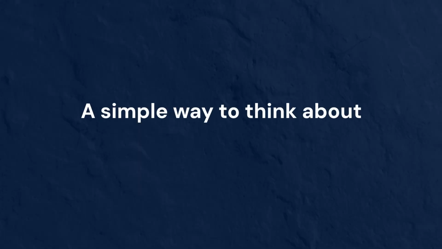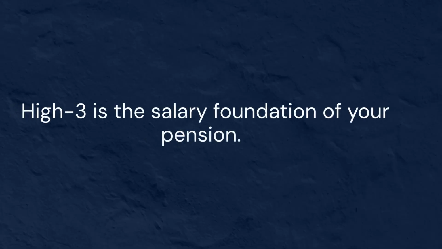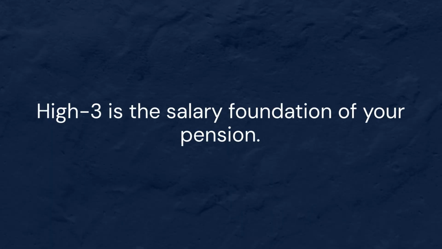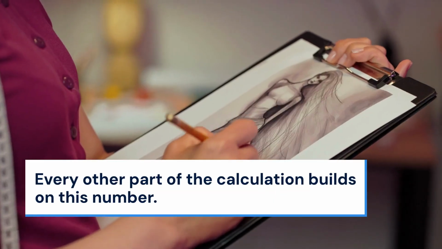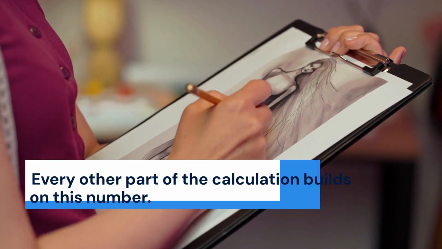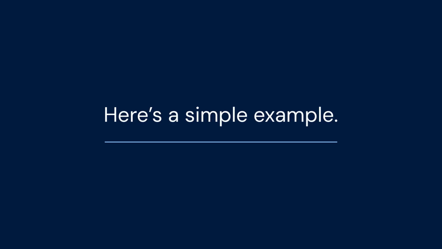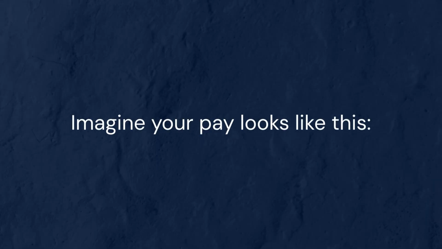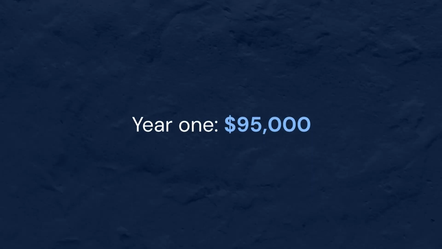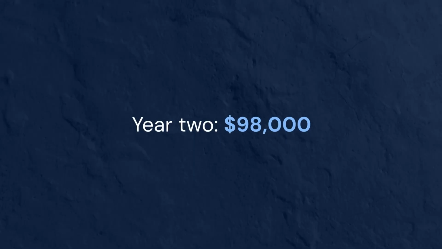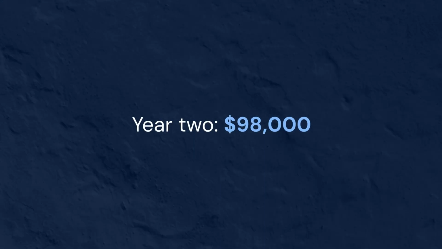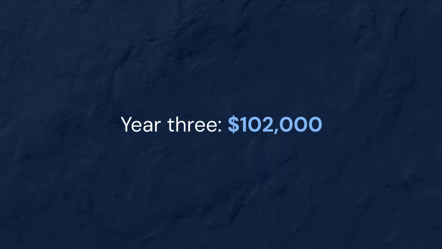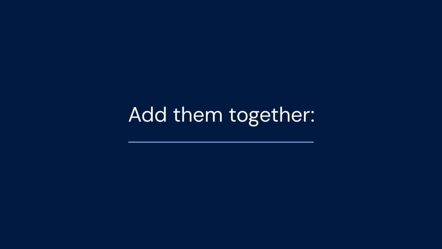A simple way to think about high 3 is this. High 3 is the salary foundation of your pension. Every other part of the calculation builds on this number. Here's a simple example. Imagine your pay looks like this. Year 1, $95,000. Year 2, $98,000. Year 3, $102,000. Add them together.